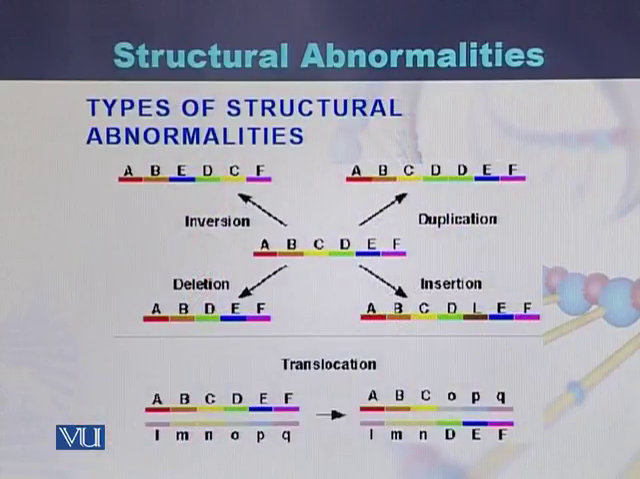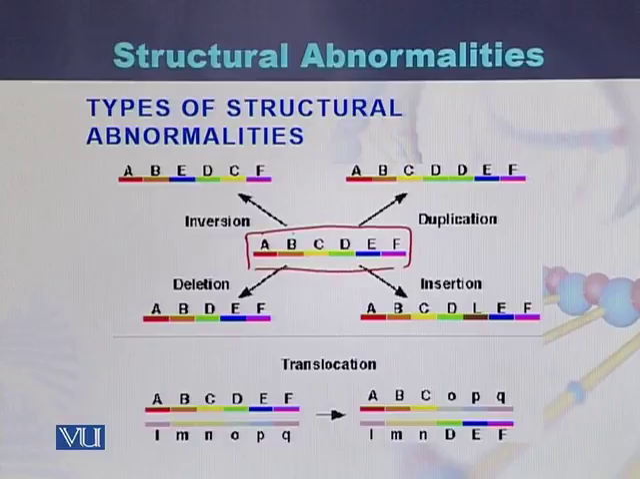Just to understand the types of structural abnormalities, we consider here that this is a chromosome that has genes A, B, C, D, E and F. If there is a duplication in the chromosome, then it will be A, B, C, D and D. So this part of the chromosome has been duplicated.